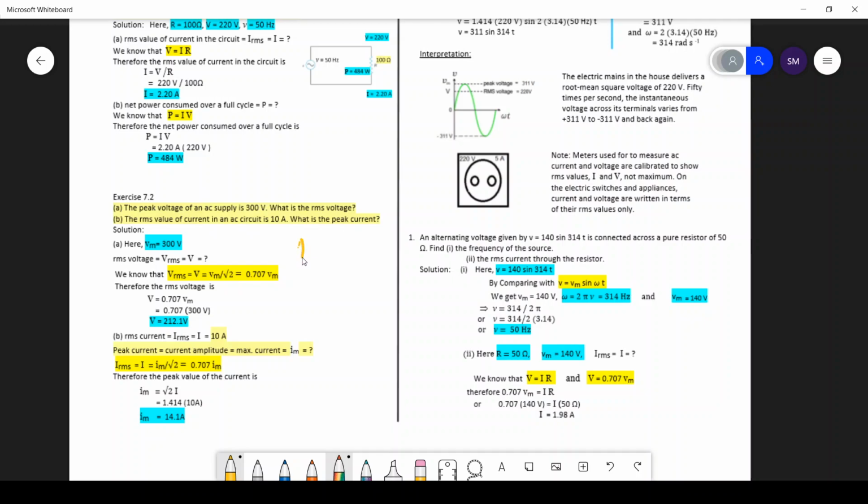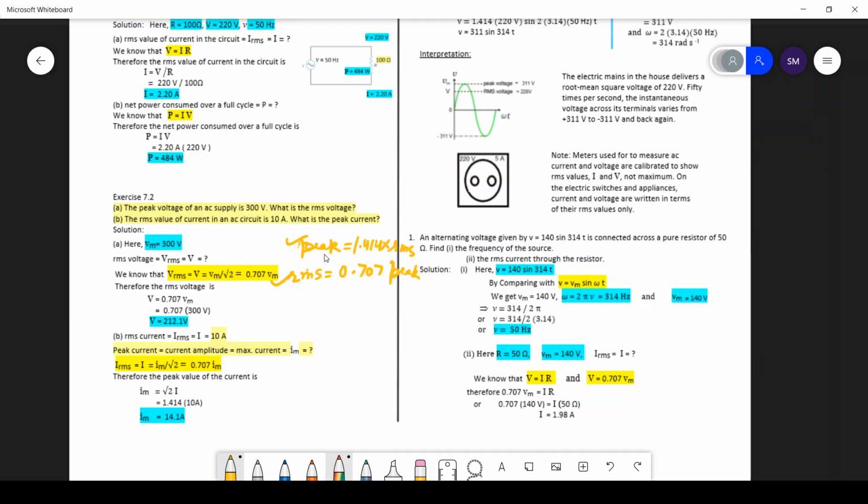If you want to find the peak, whether it is current or voltage, doesn't matter, peak is equal to 1.414, which is root 2, into RMS value. And if you want to find out the RMS value from peak, so RMS is equal to, whether it is current or voltage, 0.707 into peak value. So these are the two very simple things.